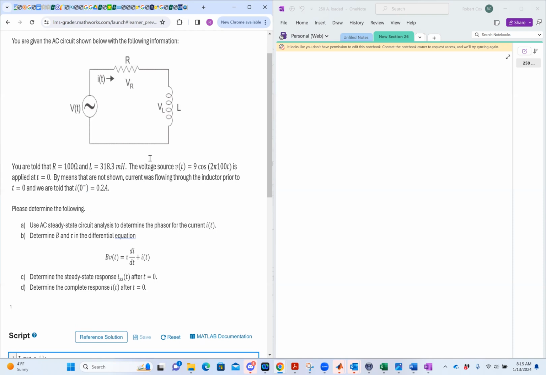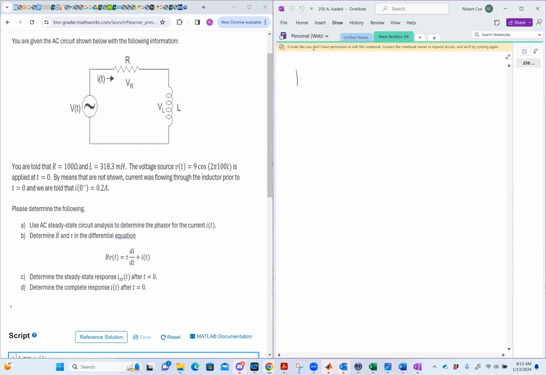So I was given this circuit. I was told that R is 100, L is that value, and this voltage source has this value. It's applied at t equal to 0, and I was told that the current had an initial value of 0.2 amps. So I'm going to go through those parts of the problem. A says use AC steady state circuit analysis to determine the phasor for the current I.